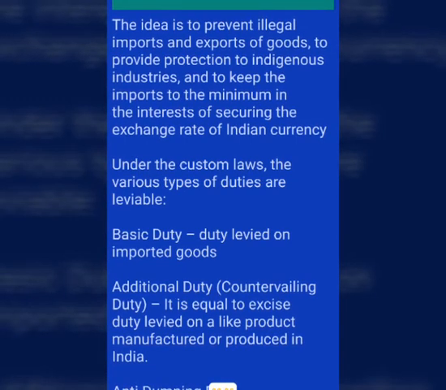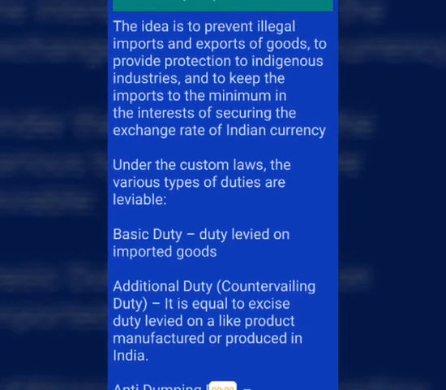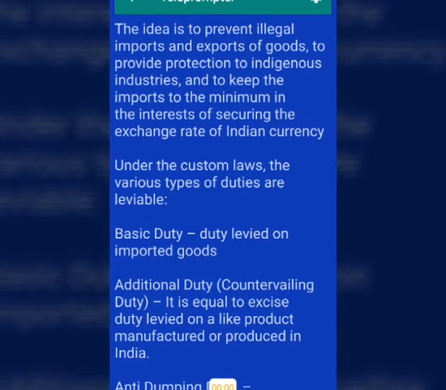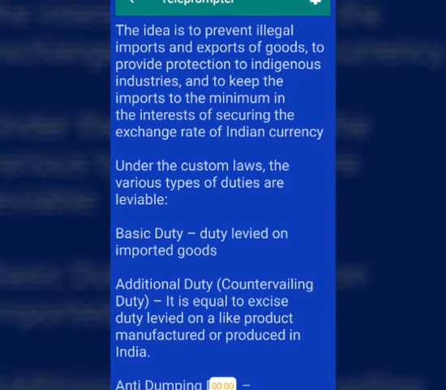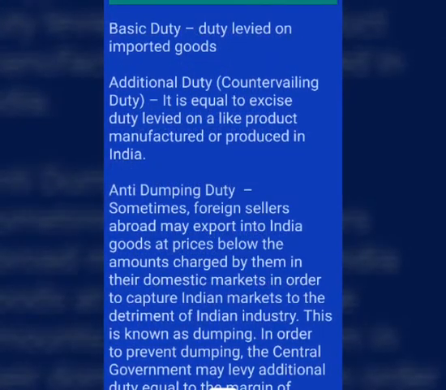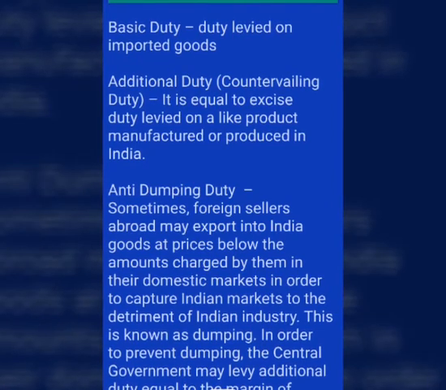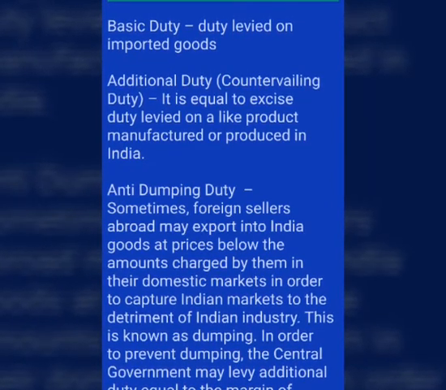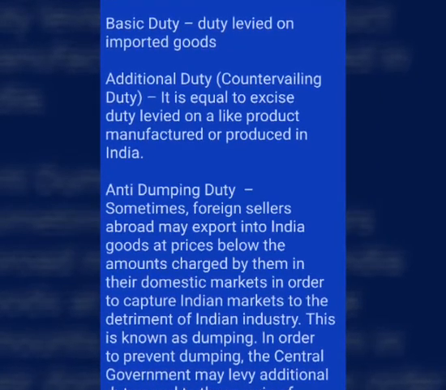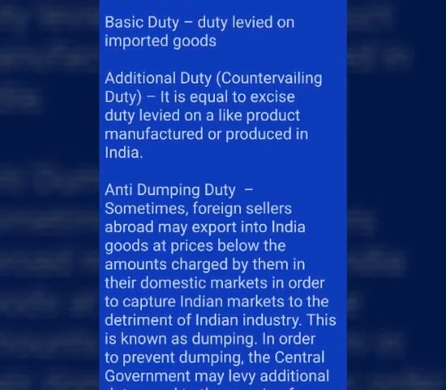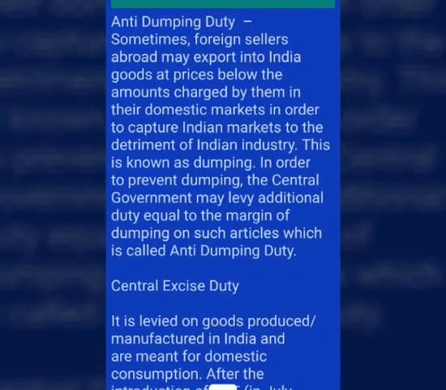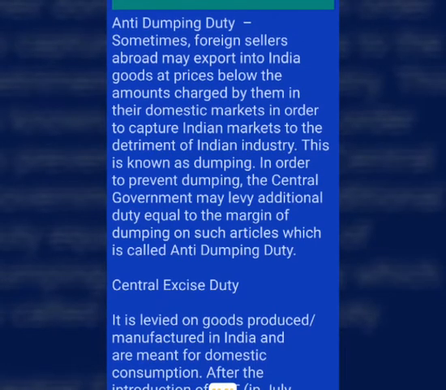Basic duty, duty levied on imported goods. Additional duty, countervailing duty, it is equal to excise duty levied on a like product manufactured or produced in India. Anti-dumping duty. Sometimes, foreign sellers abroad may export into India goods at prices below the amounts charged by them in their domestic markets in order to capture Indian markets to the detriment of Indian industry. This is known as dumping. In order to prevent dumping, the central government may levy additional duty equal to the margin of dumping on such articles, which is called anti-dumping duty.